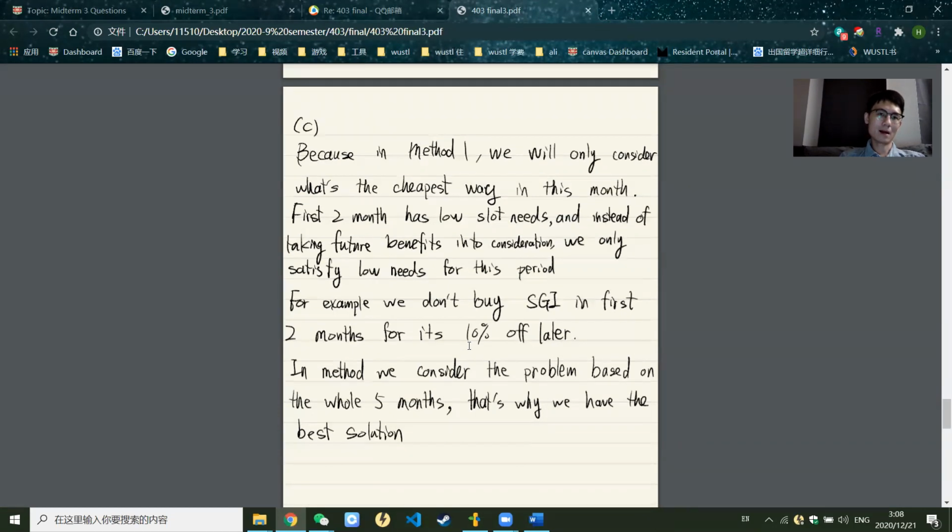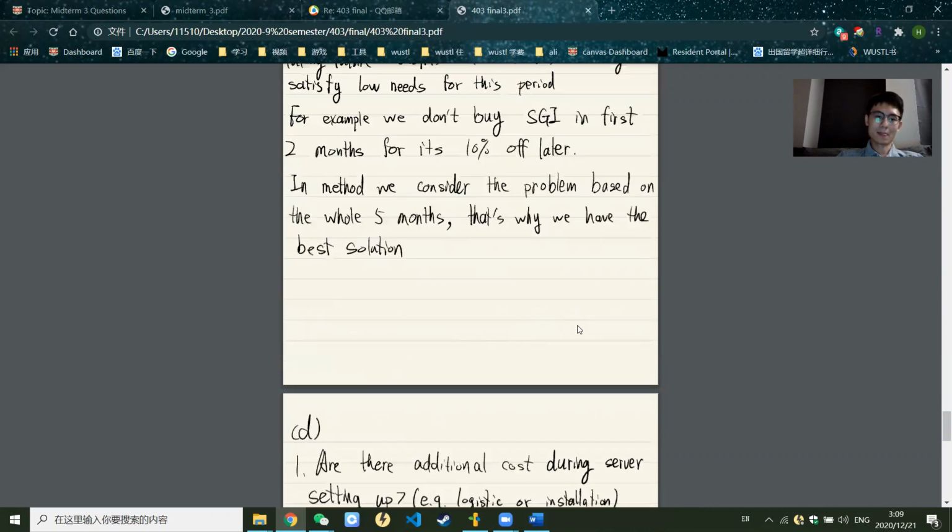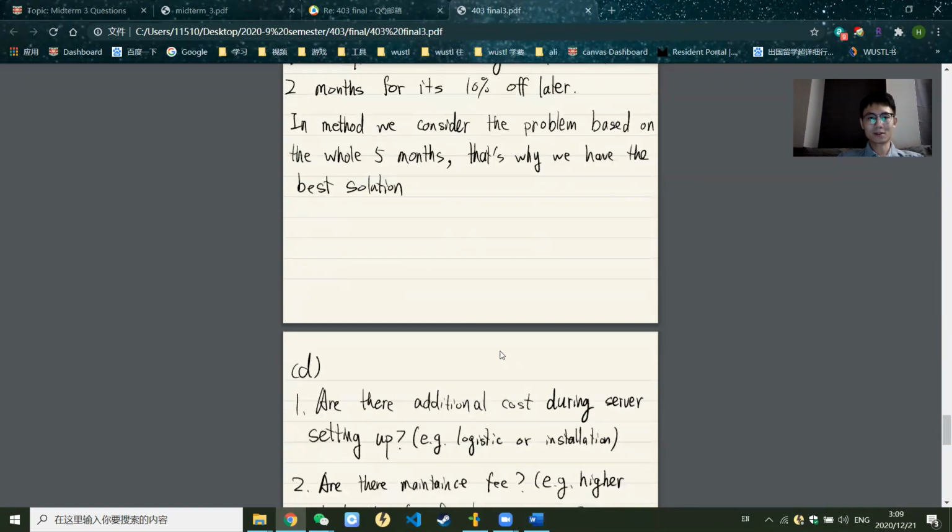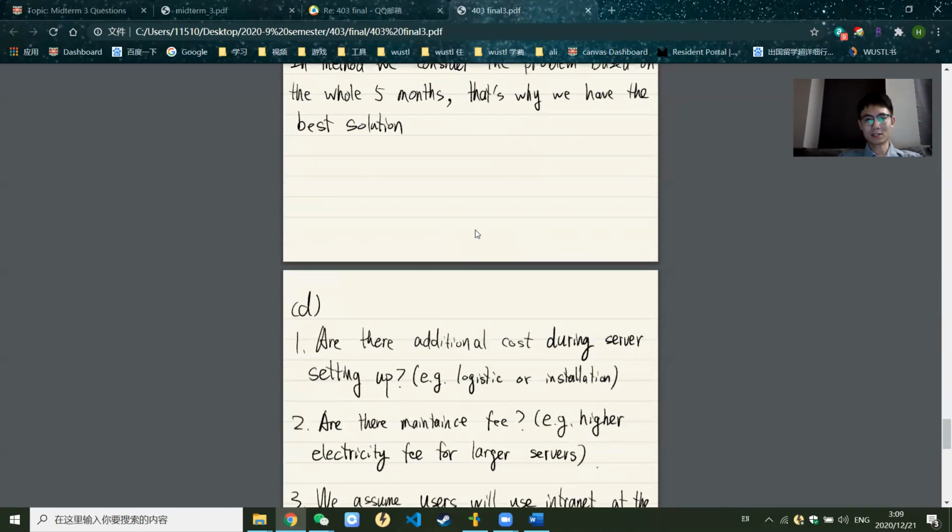For example, since period 1 only has 60 people needing to use the server, we will not consider buying an SGI. We will not choose to buy an SGI server for the future needs and the future discounts. But in the second method, we consider this over the whole period, the whole 5 months. So we'll always have the best answer.